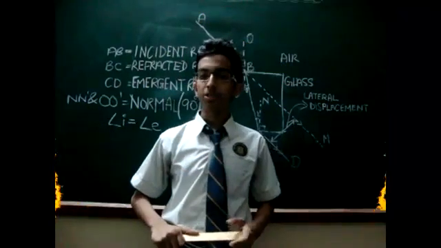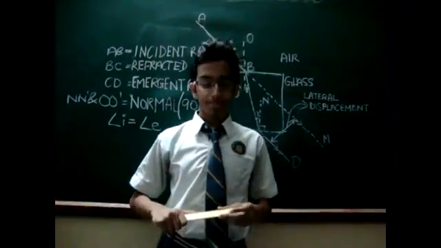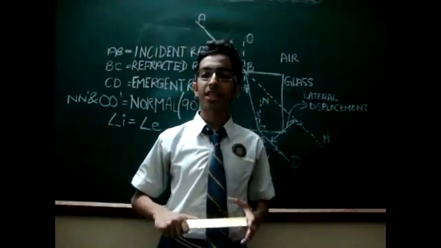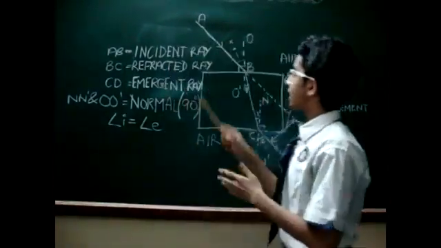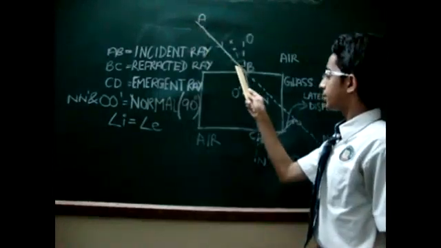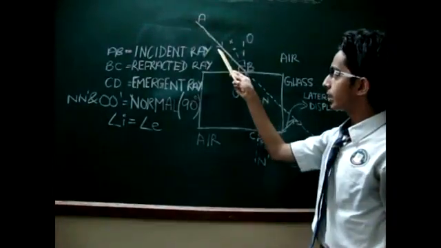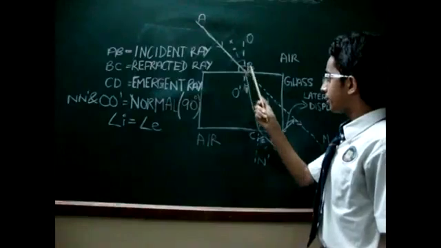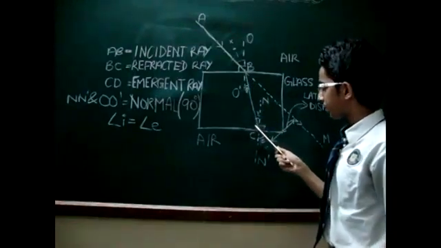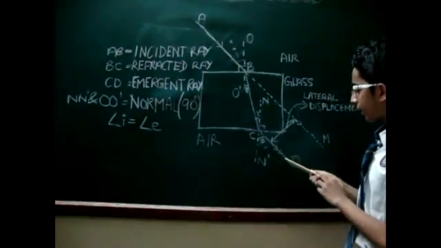Good morning, students. Today we are going to learn refraction through a rectangular glass slab. We see that this ray AB passes through the rectangular glass slab obliquely. So it bends, and the second time it bends, it goes back into the air.